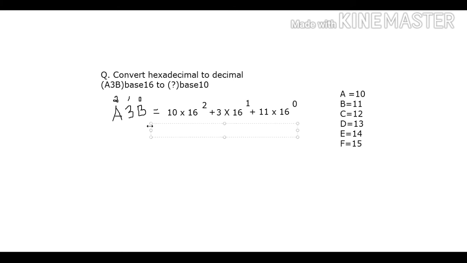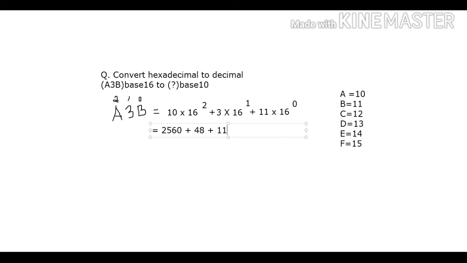So let us do the calculation. Equal to 10 into 16 square. 16 square is 256. So 256 into 10 will be 2560. Then plus 3 into 16, which is 48. Then plus 11 into 16 to the power 0, and 16 to the power 0 is 1, so 11 into 1 will be 11.